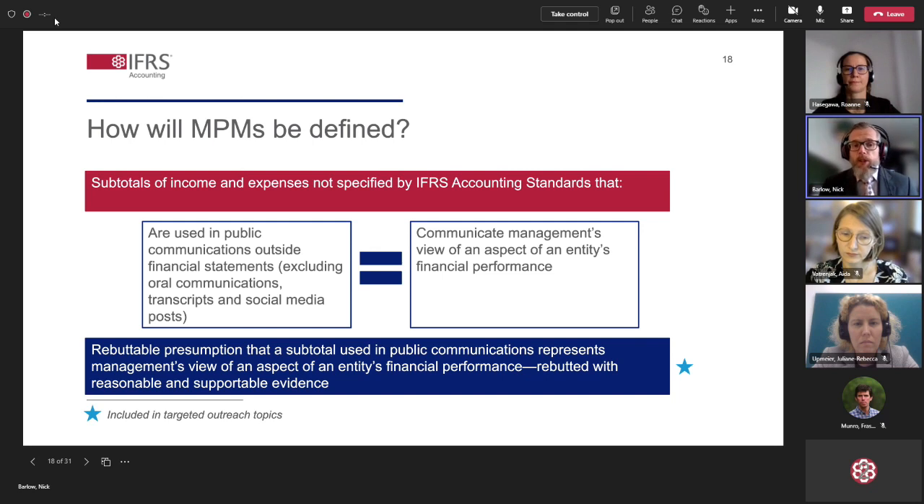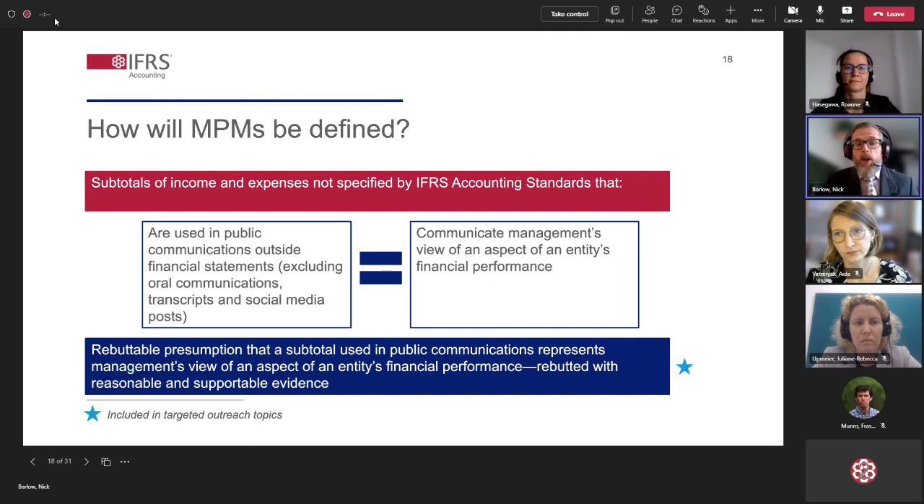Now, there's a tension between the last two parts of this definition, and that was reflected in the feedback to the exposure draft. On one hand, to get consistency in the performance measures being reported in the financial statements and the other communications, there needed to be a fairly wide scope for what is captured as public communications. But on the other hand, we received feedback that not every performance measure that an entity publishes necessarily represents management's view. For example, an entity may not view its business using a certain measure, but that measure may be required by a regulator.